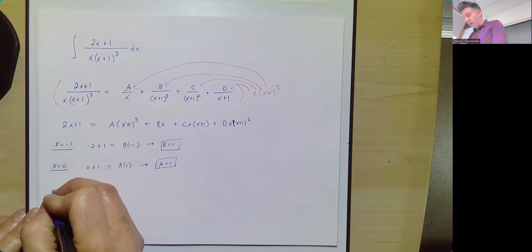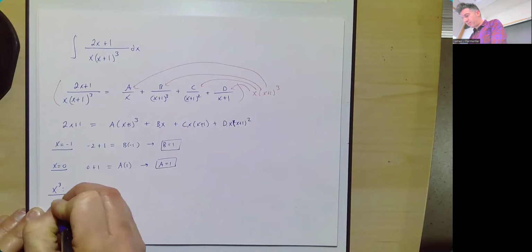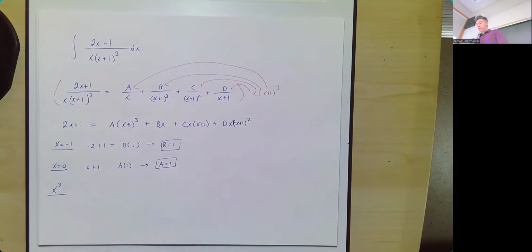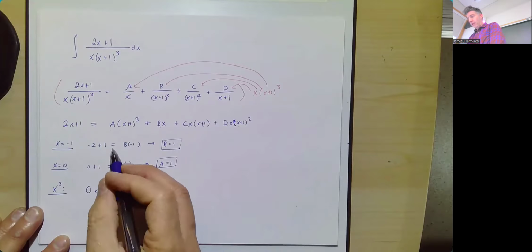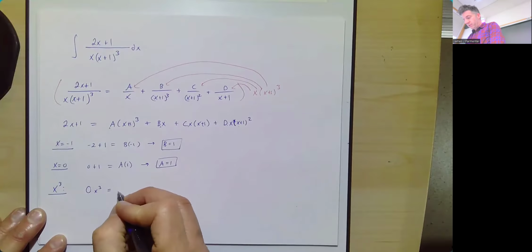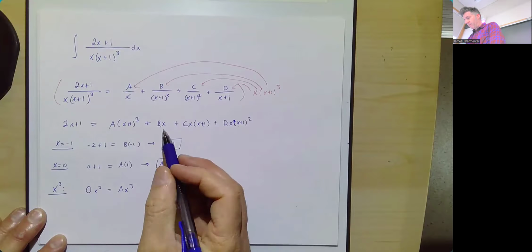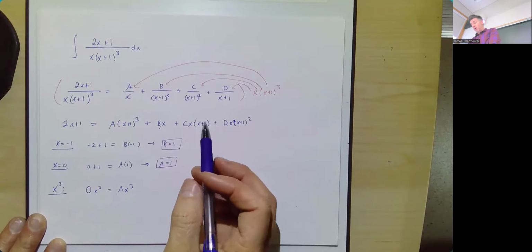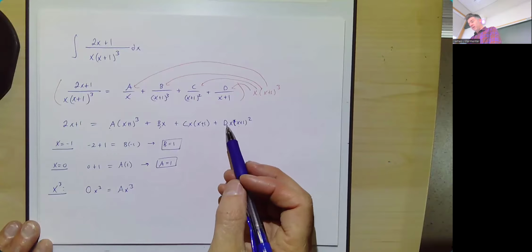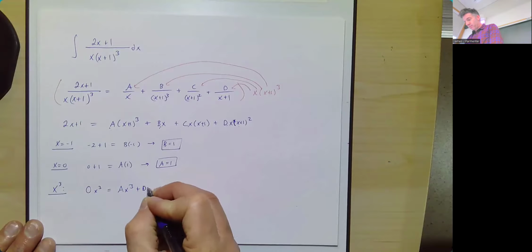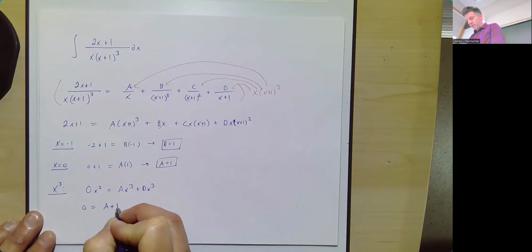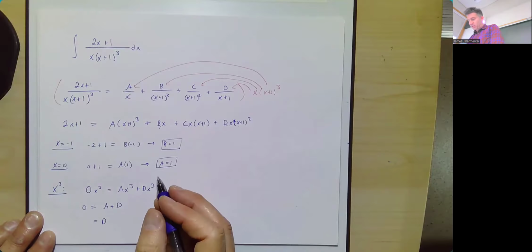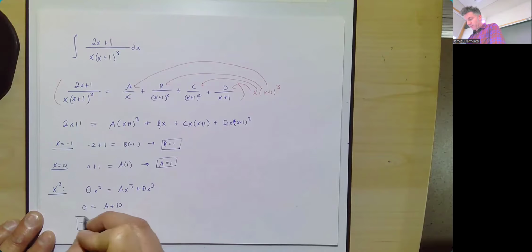So looking at the highest power first, x cubed. On the left-hand side, I have 0x cubed. On the right-hand side, I would have a times 1x cubed. And I'd have b times, I don't have a b times x cubed. I don't have a c times x cubed, but it would have a d times x cubed. So I'm lucky here. I get 0 equal to a plus d, which means d is equal to -a, and a is 1, so d is equal to -1. Cool.